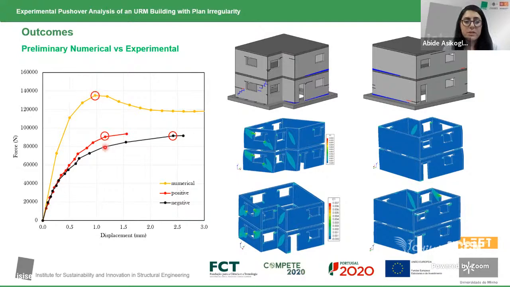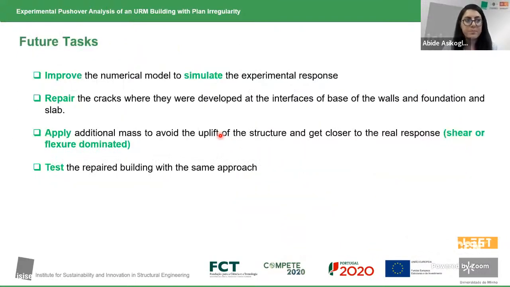Regarding the difference in capacity, it is associated with the failure mechanism, because in the numerical model, it failed by shear dominated behavior. And since the experimental one was mainly governed by uplift, it seems that the walls of the structure were not able to fully contribute to the response of the building. So the capacity is much lower than the numerical one, which has shear dominated behavior.